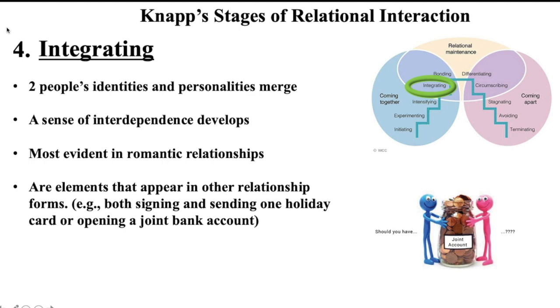This is most evident in romantic relationships, and these are elements that appear in other relationship forms. So you may sign or send a holiday card or open a joint bank account. This is where you start to integrate yourselves. My wife and I did this as well. It's part of the process, if you will. And I know some of you all out there, you keep your own money. You got a stash in the backyard, behind the playscape, to the right, etc. But typically in these relationships, you start to integrate.